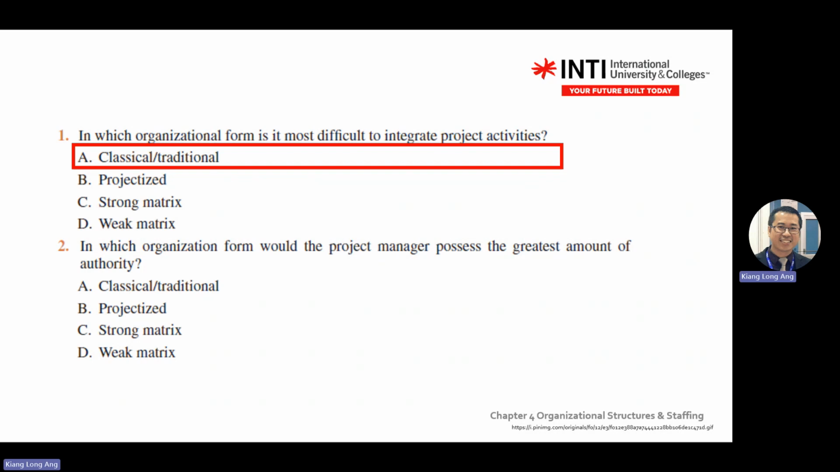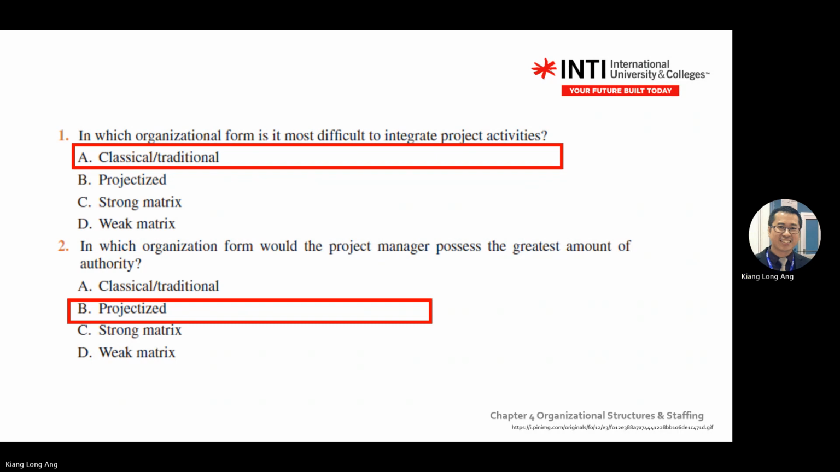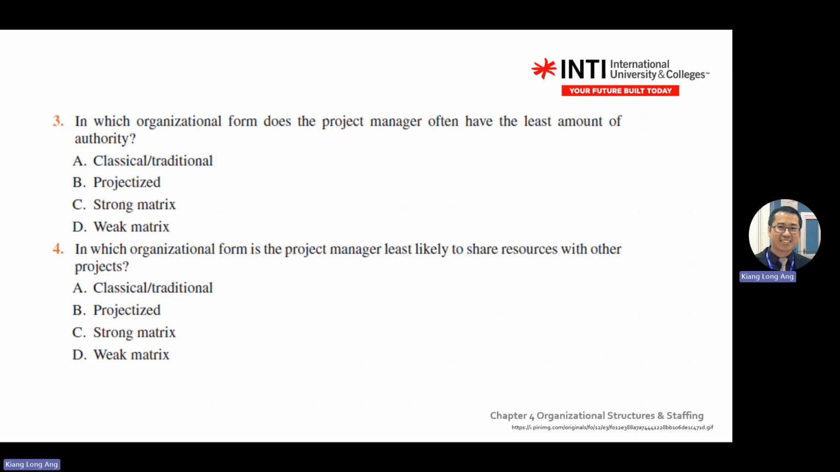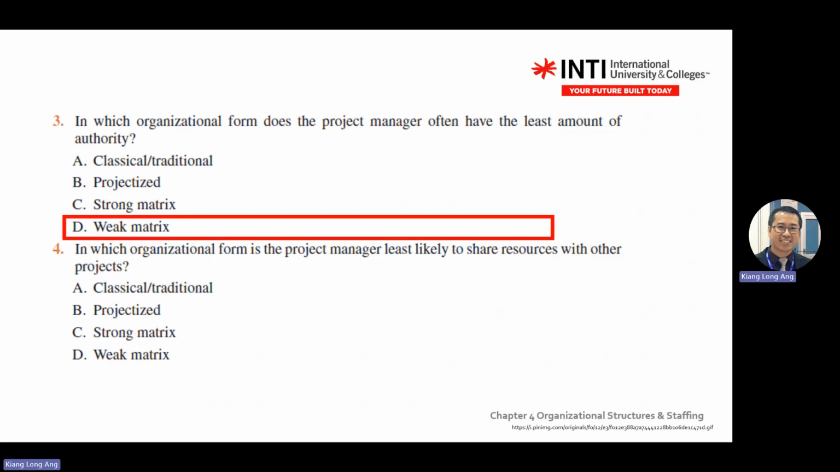Number 2: in which organization form does the project manager possess the greatest amount of authority? In matrix, you know, right? If you pick the organization, it's parallel, so it's not a matrix. It's projectized, where the project manager manages the project. Classic is the functional manager, the top person for that department. Number 3: in which organization form does the project manager often have the least amount? Least amount, you know, is weak matrix.